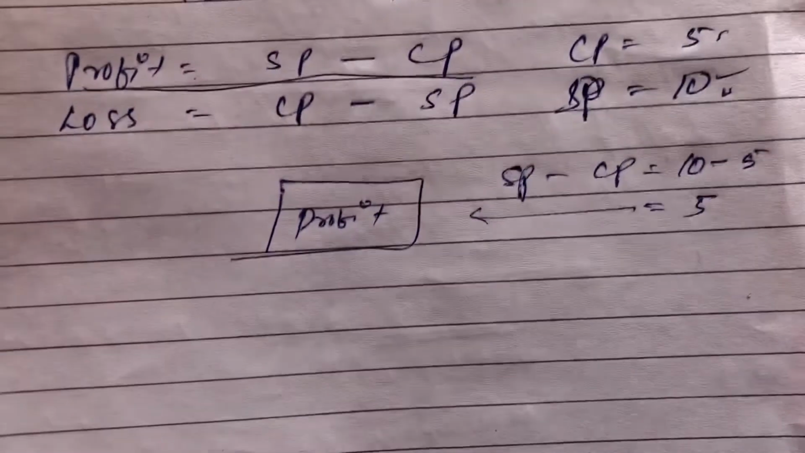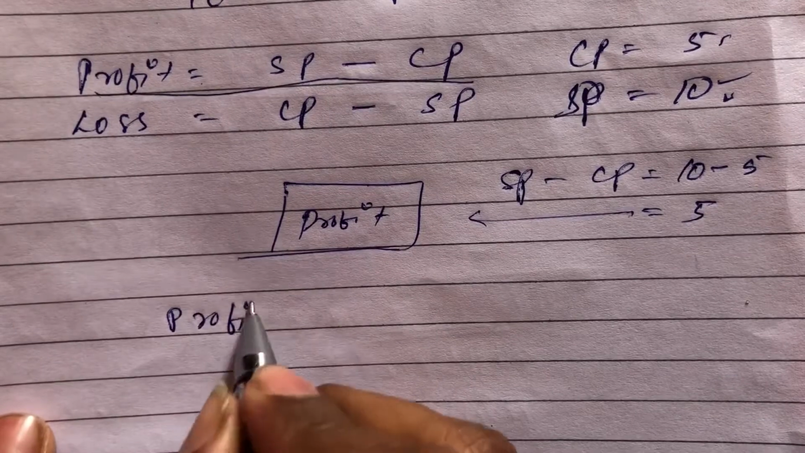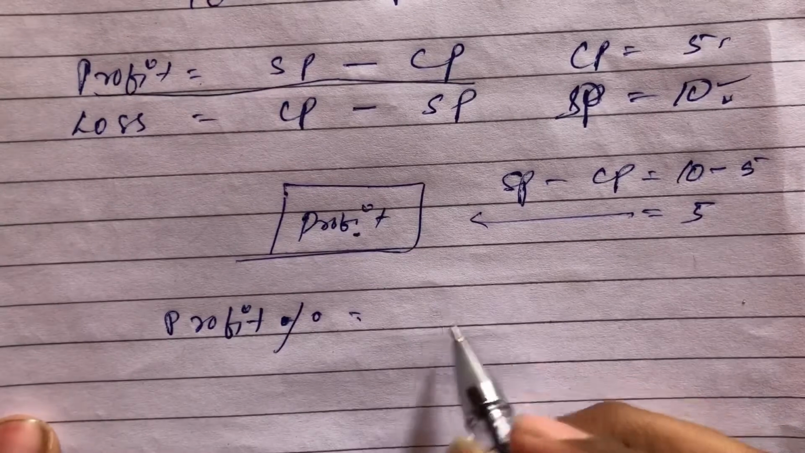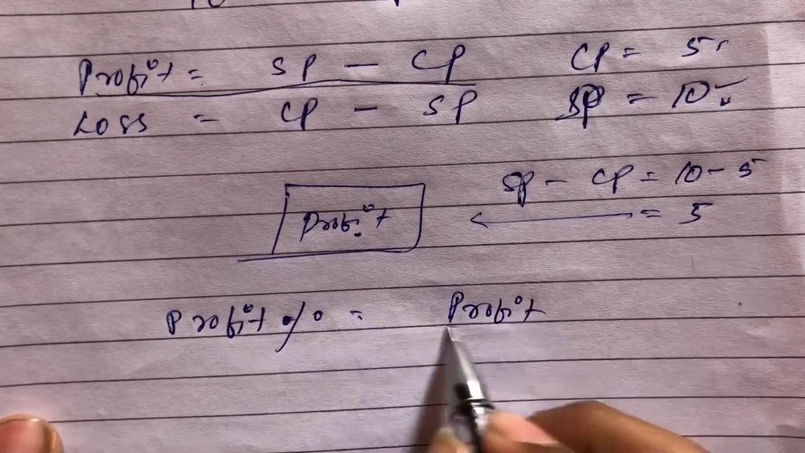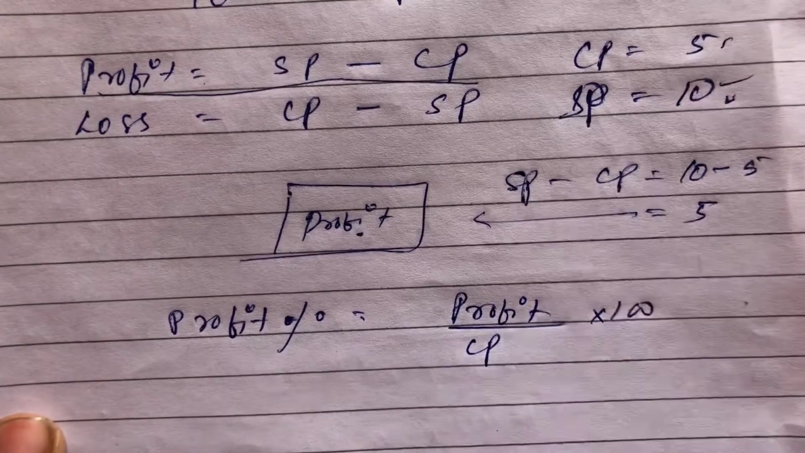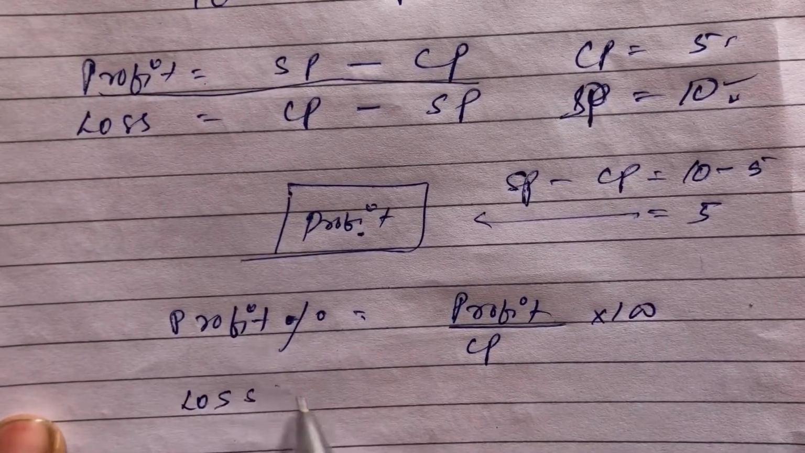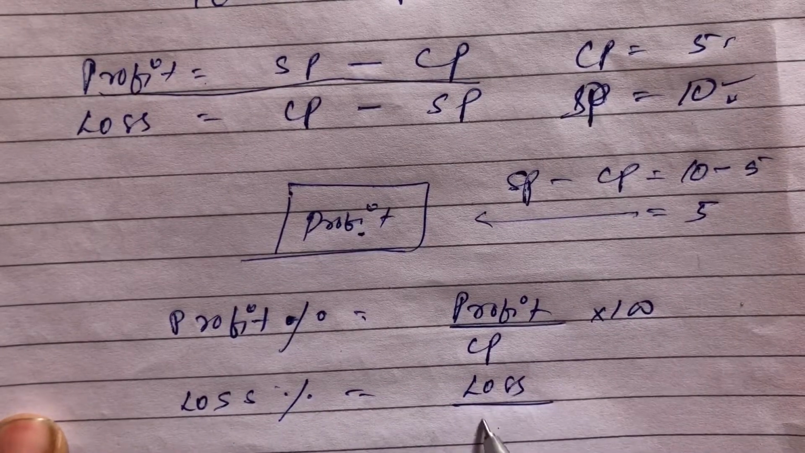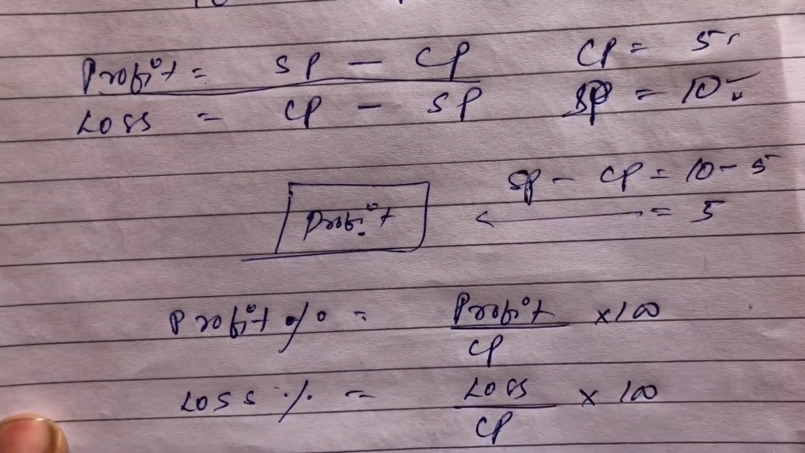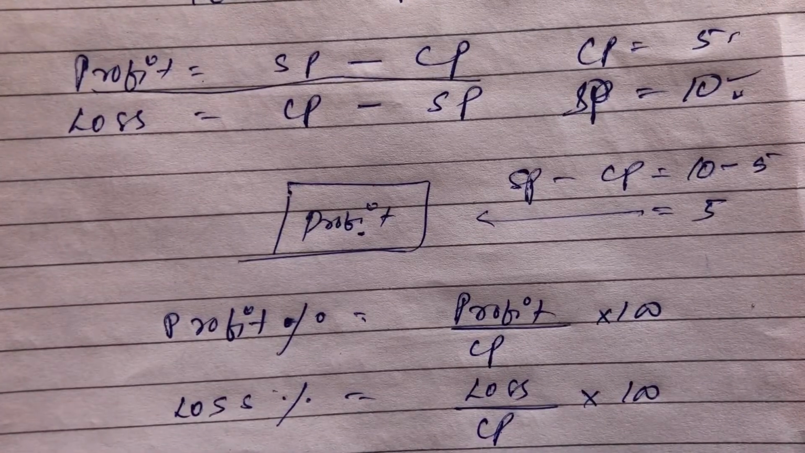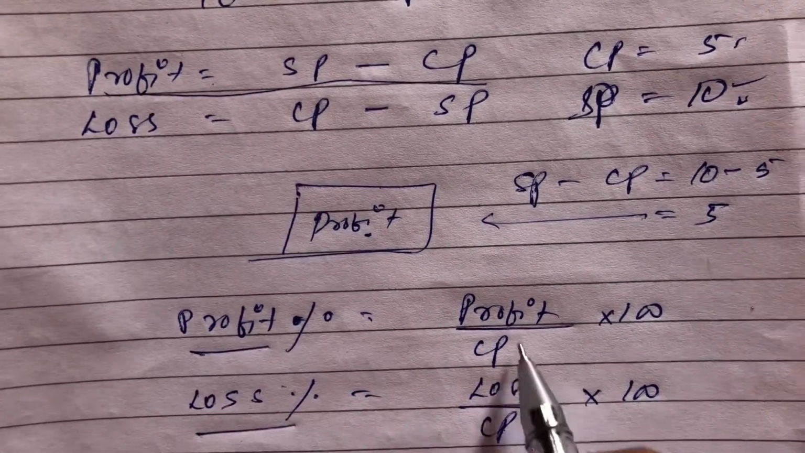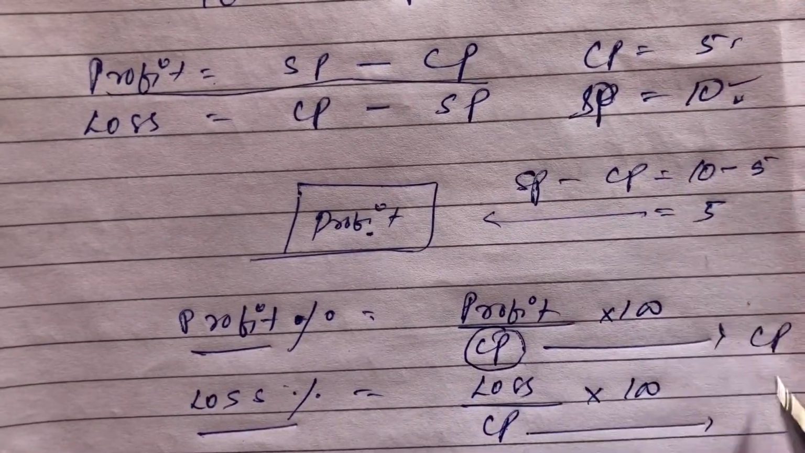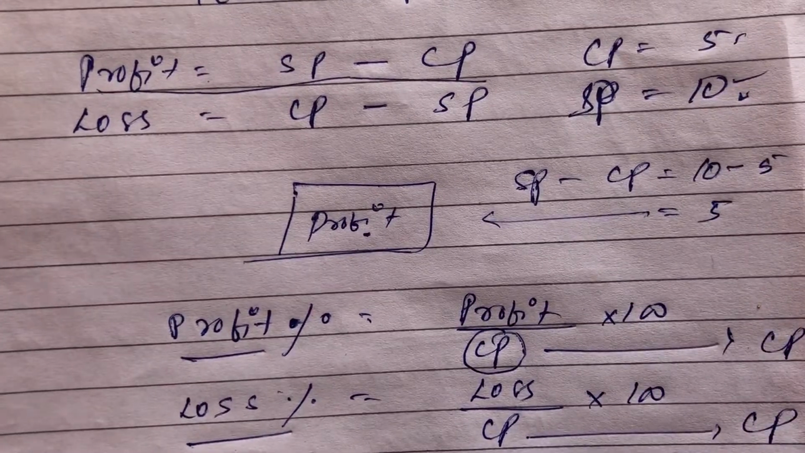And one more thing you have to find: whenever you get profit, you have to find the profit percent also. The formula for profit percent is equal to profit by CP into 100. And whenever you get a loss, you have to find the loss percent also. The formula for loss percent is equal to loss by CP into 100. Always remember, profit percent and loss percent are calculated on the basis of cost price.